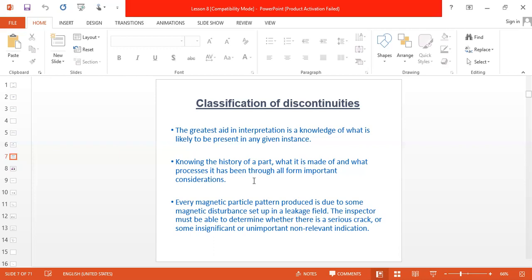Every magnetic particle pattern produced is due to some magnetic disturbance set up in the leakage field. The inspector must be able to determine whether there is a serious crack or some insignificant or unimportant non-relevant indication. For example, suppose you are doing magnetic particle testing of a weld joint, and the weld visual is not good, meaning the weld is not smooth. Then whenever you are doing testing, some of the powder is accumulated because of the rough surface.